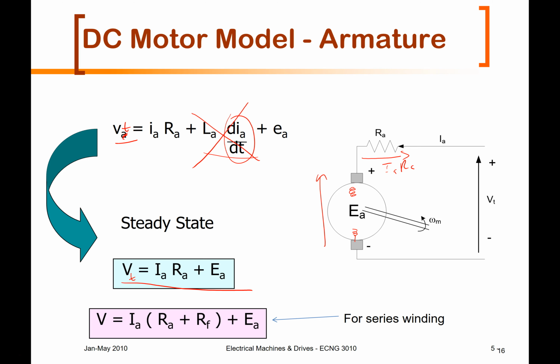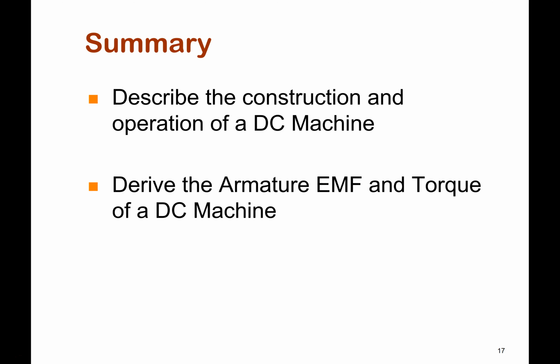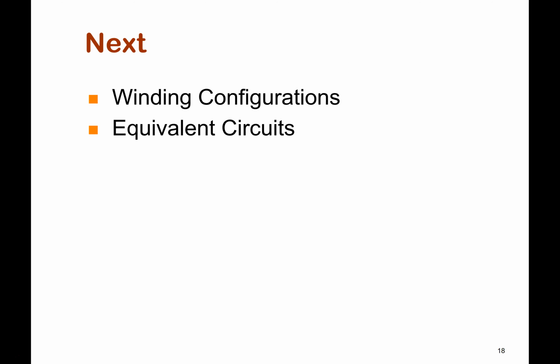Now if you had a series wound machine, which you'll see in the next lecture, then you'd have the field winding also being here, and instead of IA RA you'd have IA times RA plus RF. But we'll come to that in the next lecture. And that brings us to the end of this first section on the construction and operation of the machine. So by now you should be able to describe the construction and operation and also derive the armature EMF and torque of the machine. Next time we'll look at some winding configurations and some equivalent circuits.